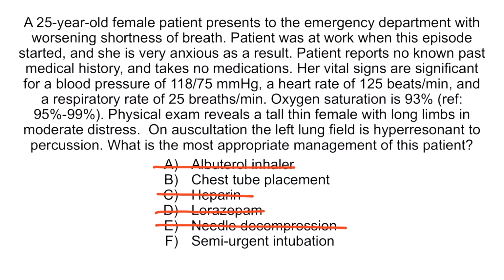Needle decompression is indicated in a tension pneumothorax as the most quick and efficient method. This patient does not have a tension pneumothorax, so E is incorrect. While this patient may need intubation at some point, placement of chest tubes improve work of breathing and hypoxia in patients with pneumothorax, so this intervention should be attempted prior to intubation, and F is incorrect. And that concludes this section.